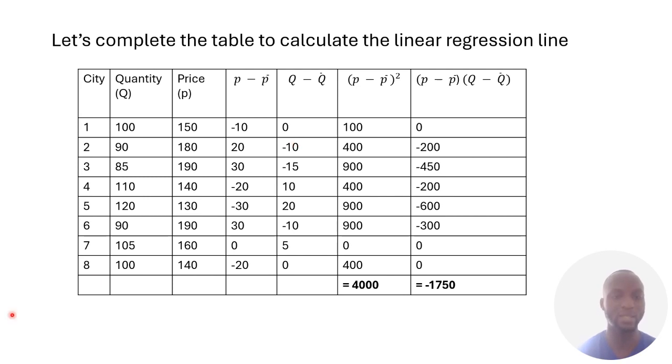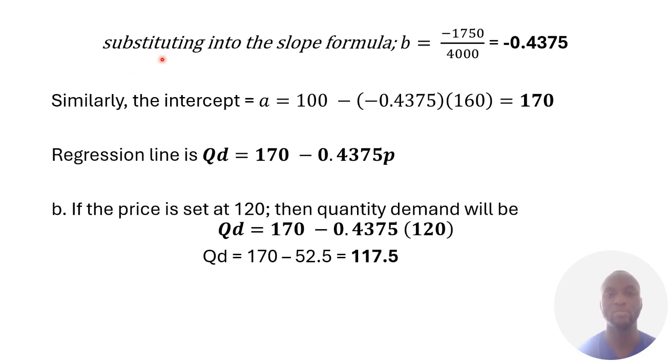Now let's see how that is going to look in the next slide. So substituting into the slope for the b, like I said, we have negative 1,750 divided by 4,000, and we get a negative answer, obviously, negative 0.4375. Now I told you we need to calculate the slope before we calculate the intercept.